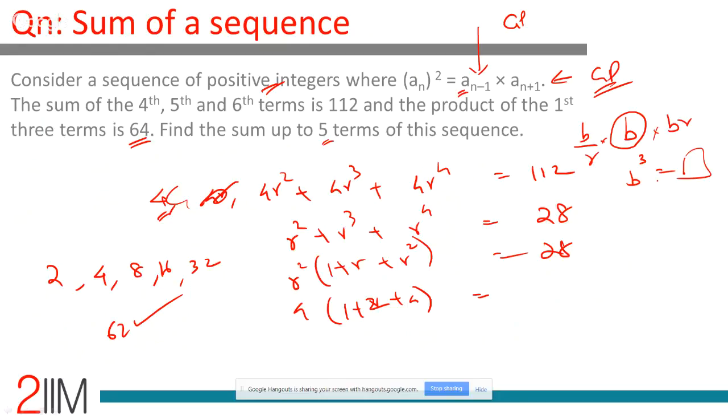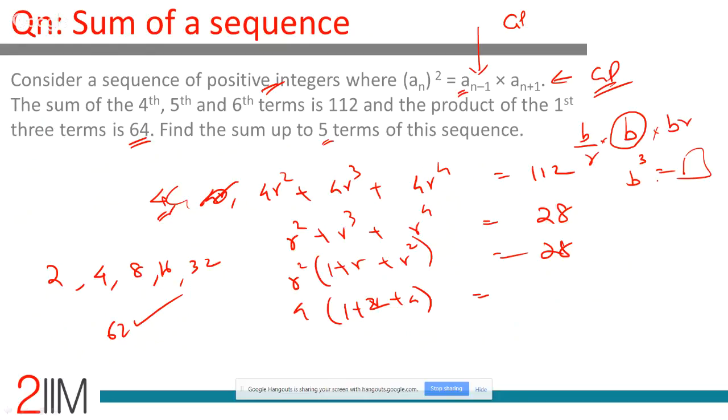The product of first 3 terms is 64, so the second term is 4. So the third term is 4r, fourth term 4r square, 4r cube, 4r power 4. 4 times r square plus r cube plus r power 4 is 112. R square plus r cube plus r power 4 is 28.